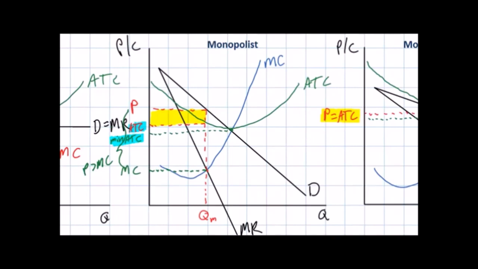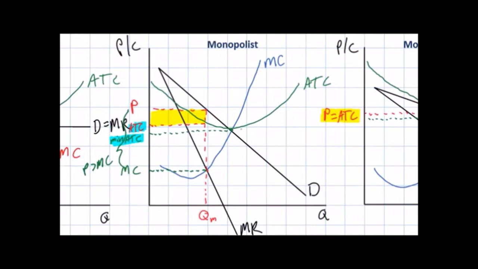The goal of individual firms is not to maximize social benefit or social welfare, it's to maximize their own profits. And they do that insofar as they can restrict the output in the market to a quantity at which the price is higher than their average total cost. In other words, they're earning profits.